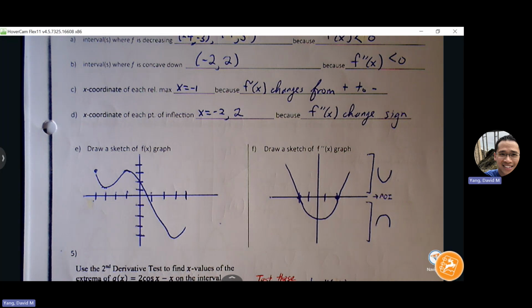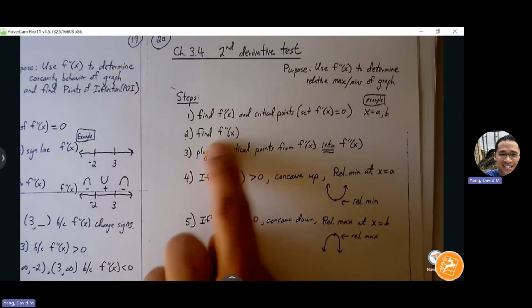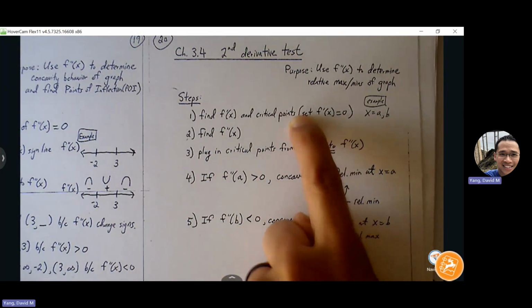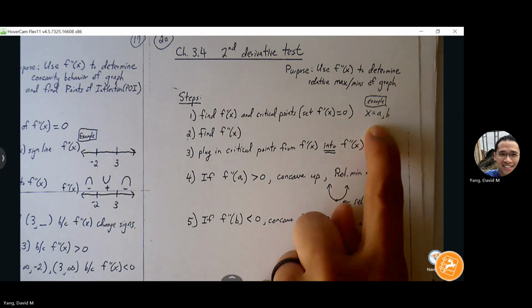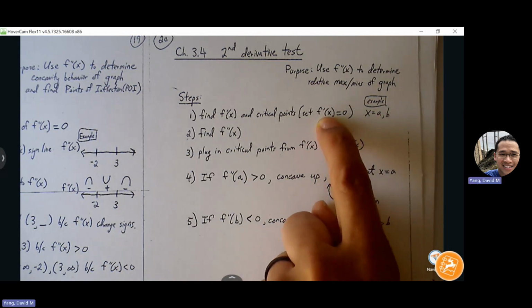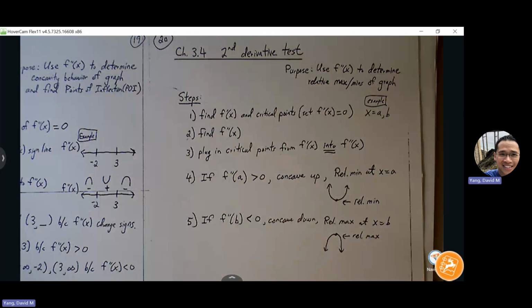Okay, let me review the second derivative test. The second derivative test is not the same thing as the test for concavity. You're using the second derivative function to gather information about relative max and relative min. So what we do for a second derivative test, we find f prime. We find the critical points at the f prime stage, and then we gather our candidates. Then you take your f prime candidates, plug them into the second derivative function, and look to see what you get. Do you get a positive second derivative value or a negative second derivative value?